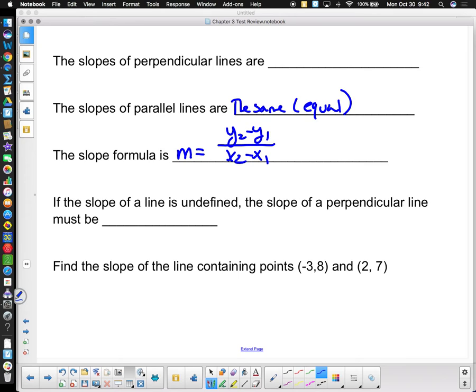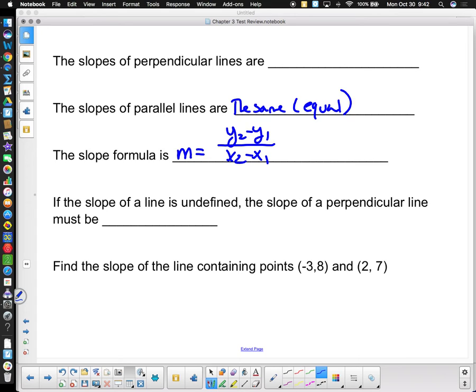If the slope of a line is undefined, the slope of a perpendicular line must be what? Careful. What does it mean if a fraction is undefined? It means the denominator is, what are we not allowed to have in the denominator of a fraction? I can have negatives in the denominator. Okay. What am I not allowed to have in the denominator of a fraction? A 0. Okay? A fraction is undefined when the denominator is 0.